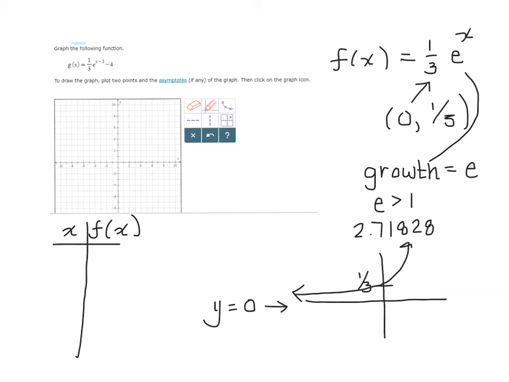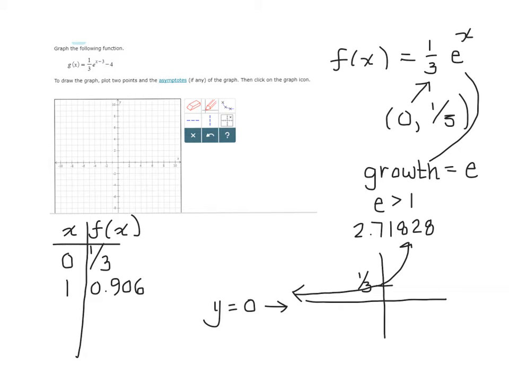We already know it goes through 0, 1/3. Another point that we know it goes through is if I put a 1 in for x, e to the 1 is about 2.71828. When I multiply that by 1/3, I get about equal to 0.906.